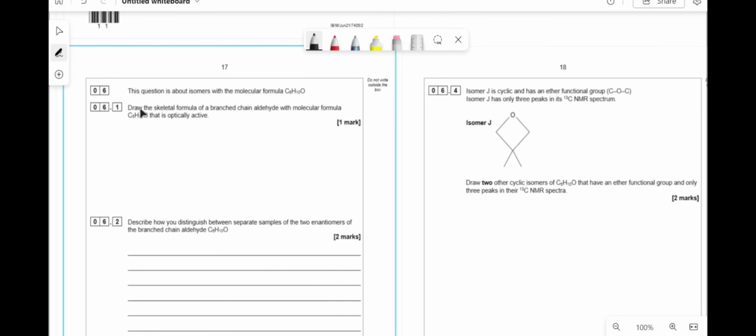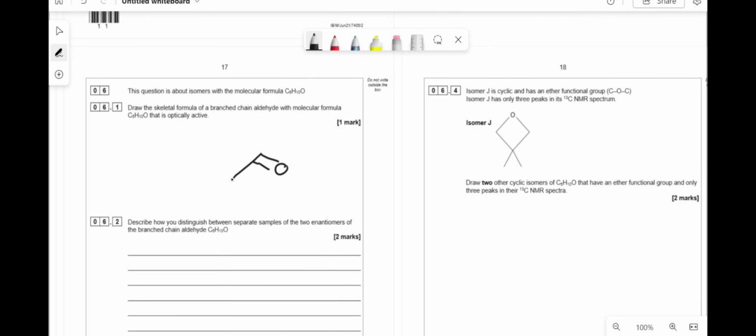Okay, so it says this question is about isomers of the molecular formula C5H10O, and it says draw the skeletal formula of a branched chain aldehyde with molecular formula C5H10O that is optically active. In order for an optical isomer to exist, you need to have a chiral carbon. A chiral carbon means that you've got 4 different groups attached to it. So we need to come up with some sort of skeletal formula where we have a carbon atom with 4 different groups on it. It's an aldehyde, so we're going to have a C double bond O, and it has to be at the end. So there's my C double bond O.